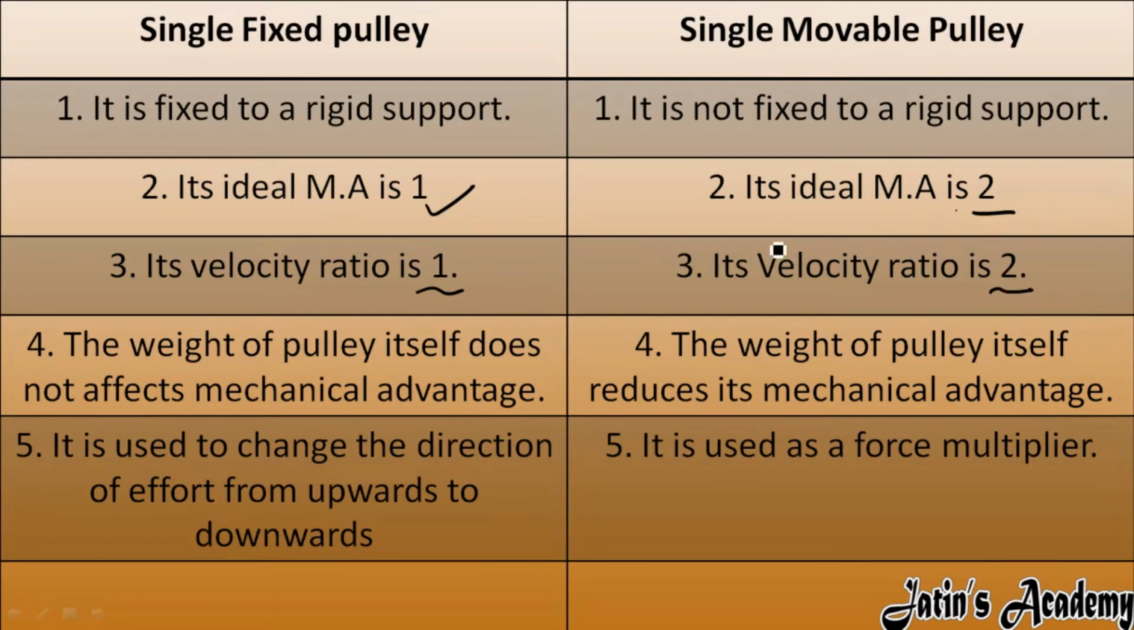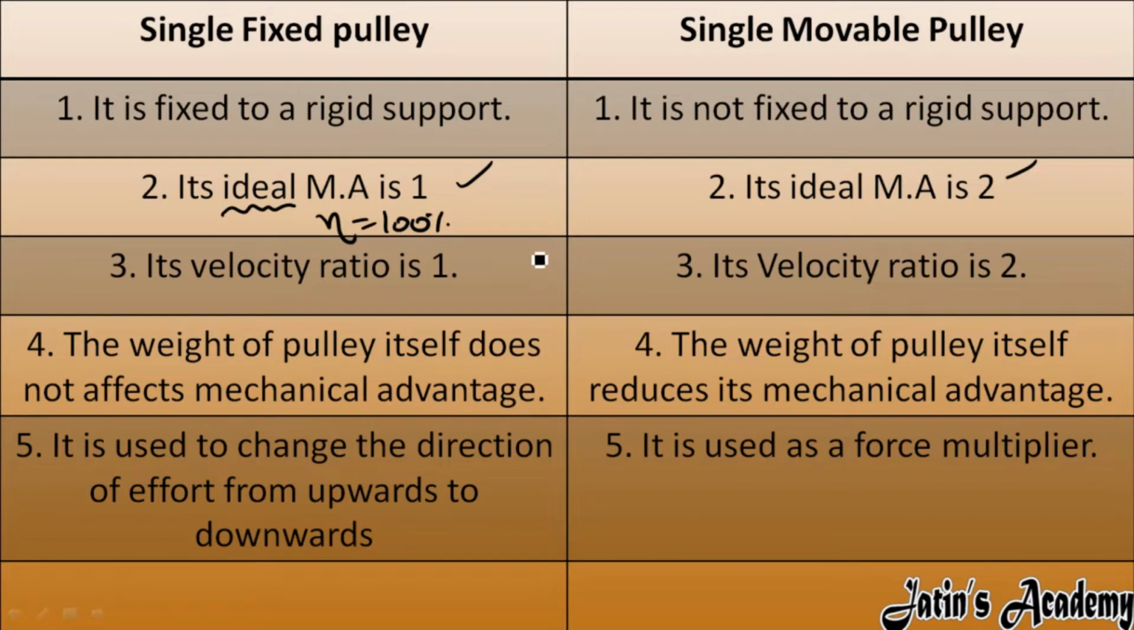Now carefully see this point. For mechanical advantage, they are using the word ideal. Ideal means whose efficiency is 100%. But for the velocity ratio, they are not using any word ideal. It means that for the actual machine, only the mechanical advantage value will reduce, but the velocity ratio value will not reduce. Clear?